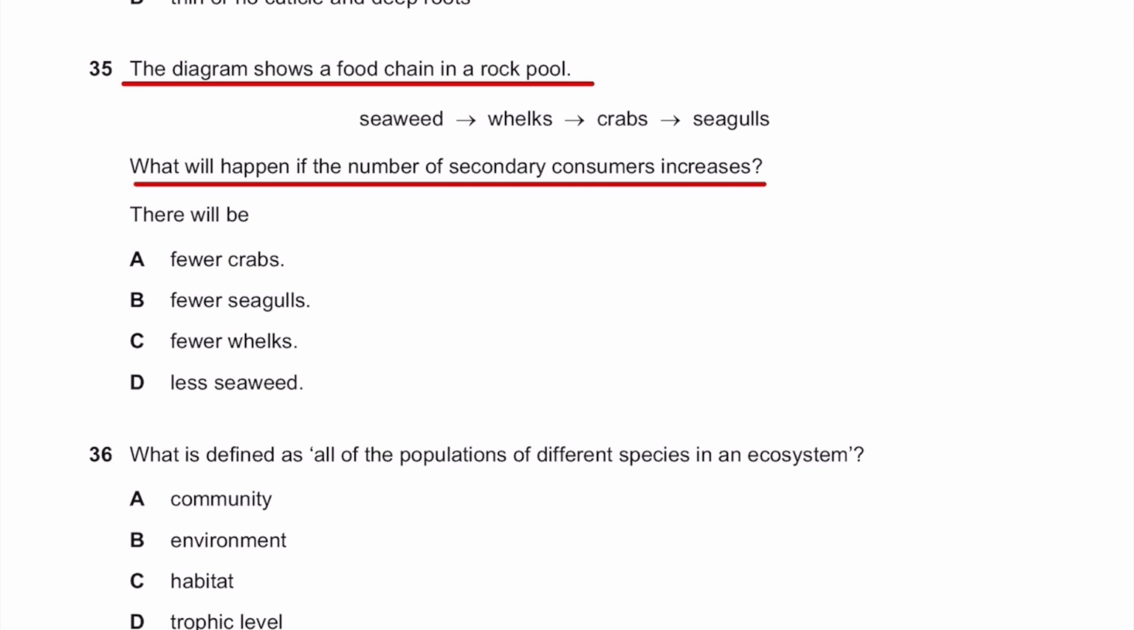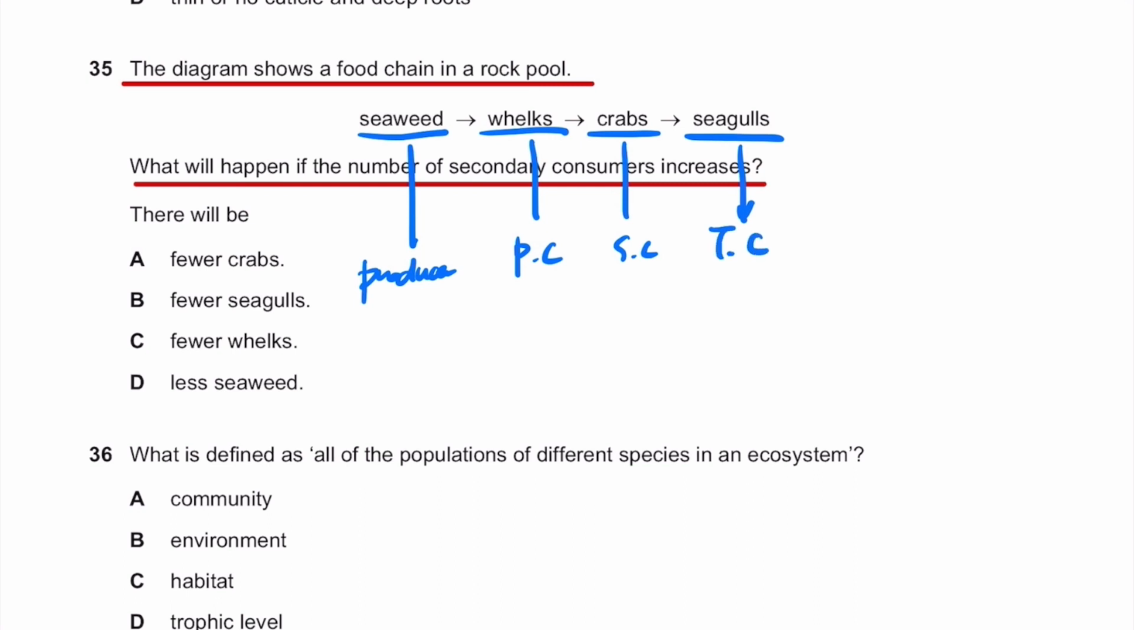So the food chain starts with seaweed here, and it gets eaten by whales, and gets eaten by crabs, and gets eaten by seagulls. So it's a food chain that shows a producer, primary consumer, secondary consumer, and then tertiary consumer.